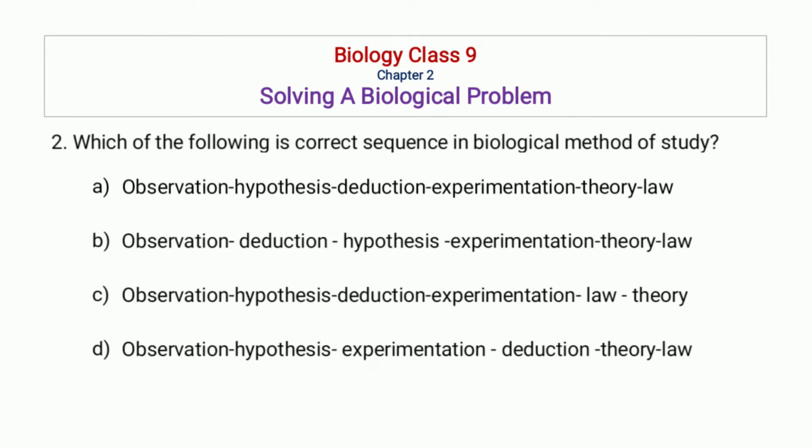Which of the following is the correct sequence in the biological method of study? Observation, hypothesis, deduction, experimentation, theory, law. Observation, deduction, hypothesis, experimentation, theory, law. Observation, hypothesis, deduction, experimentation, law, theory. या फिर observation, hypothesis, experimentation, deduction, theory और law. तो करेक्ट ऑप्शन जो है वो है observation, hypothesis, deduction, experimentation, theory और फिर law.